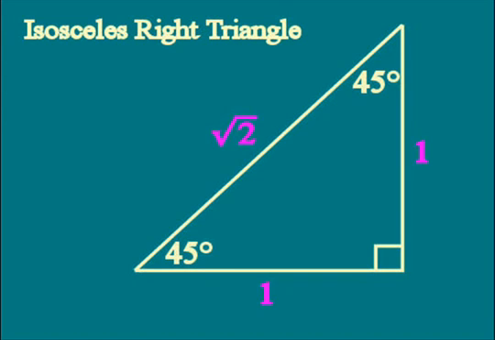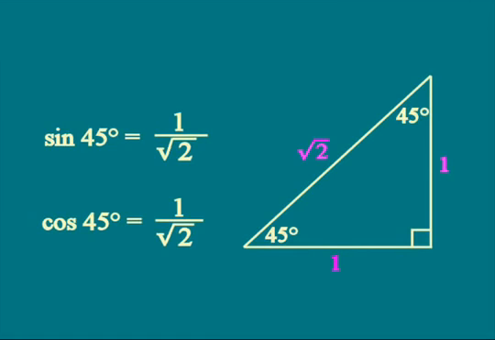Now we can calculate the sine and cosines of 45 degrees. Sine is opposite over hypotenuse. Doesn't matter which angle you look at, the opposite and the adjacent sides are both 1s. So opposite over hypotenuse, adjacent over hypotenuse, all come out equal to 1 over square root 2. So let's repeat that to ourselves. Sine of 45 degrees equals 1 over square root 2. Cosine of 45 degrees also equals 1 over square root 2.